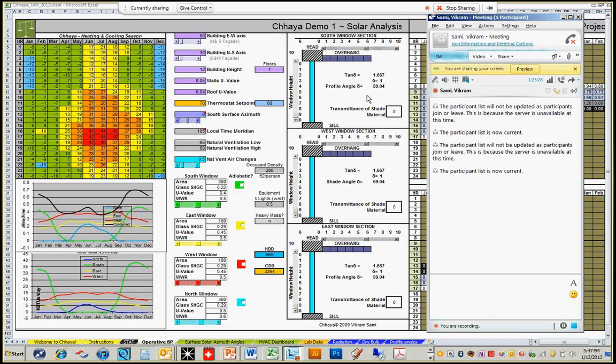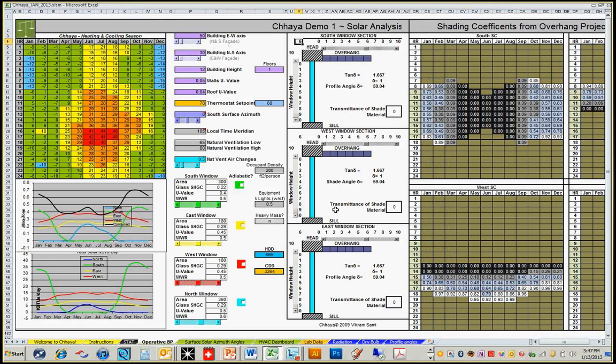Okay, for this next tutorial, I'm going to walk you through the basics of the HVAC dashboard in Chhaya. So, till now, we've talked about the passive analysis that Chhaya does, whereby it tells you when your building's overheating and getting too cold in the passive sense of the term. What we're going to do now is look at what happens when you have an HVAC system and how the shading affects your HVAC system sizing.